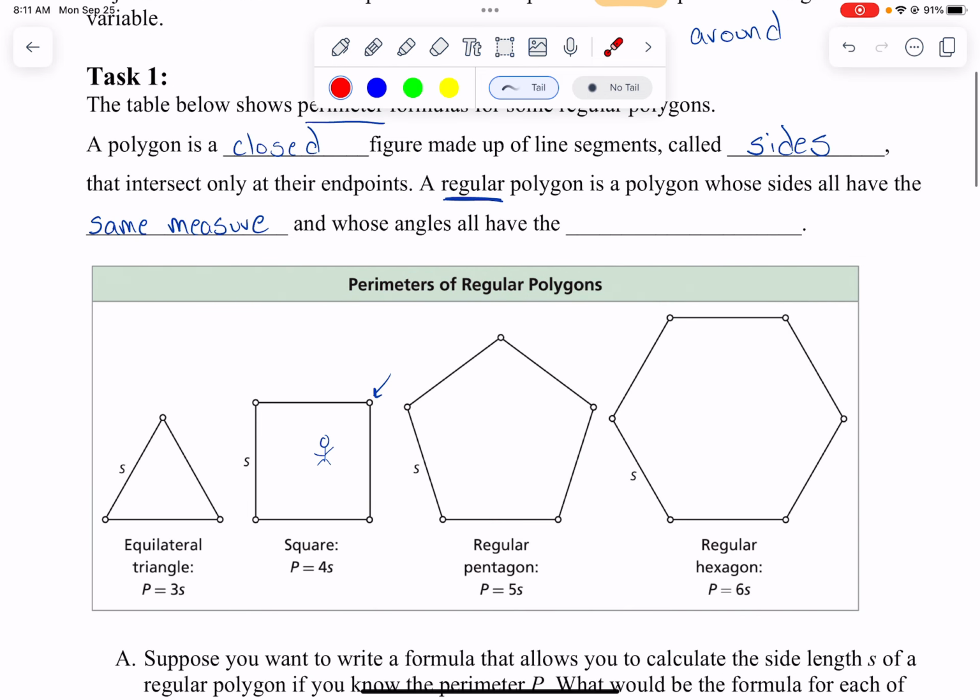When we're dealing with a three-sided figure, we call that an equilateral triangle. Instead of using the word regular triangle, we use the word equilateral. If it's a four-sided figure like here, that's a square. A square is a regular polygon. And then here we have a regular pentagon with 5 sides and a regular hexagon with 6 sides. And whose angles all have the same measure. So all the angles have to be the same as well. So this angle in here is going to be the same as this one, and this one, and so forth and so on. All those angles are the same.